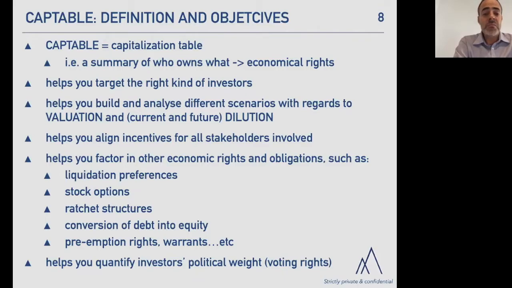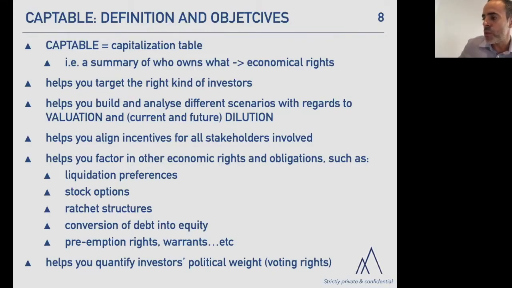Other things it will help you with is also calculating the preemption rights, how many shares you need to allocate in a new round for existing shareholders. Sorry, I can't ask questions to everyone because we are remote, but it's so much easier when we are all in the same room. But I'm going to explain in any case what a preemption right is before going any further.